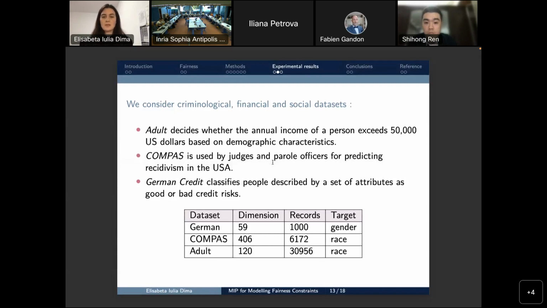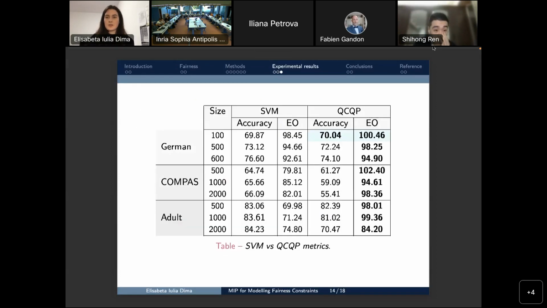And the COMPAS dataset is used for judges in the USA in order to predict recidivism, which is actually predicting whether a criminal would reoffend or not in the future. For German credit, this dataset tries to classify people as being good or bad credit risk. And we may see here that our sensible categories are gender and race. And on the next slide, we have some computational results.